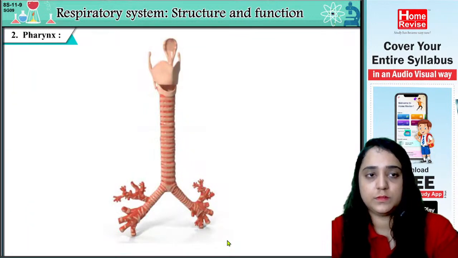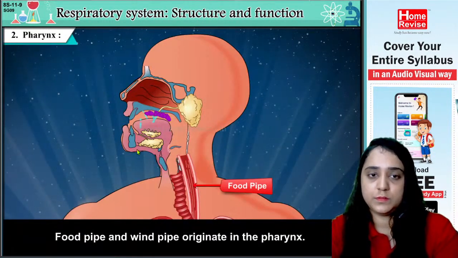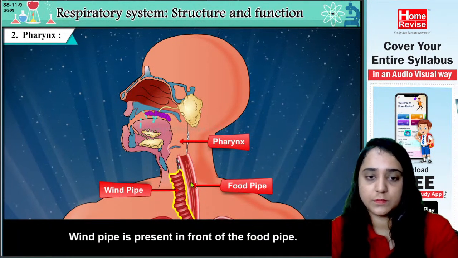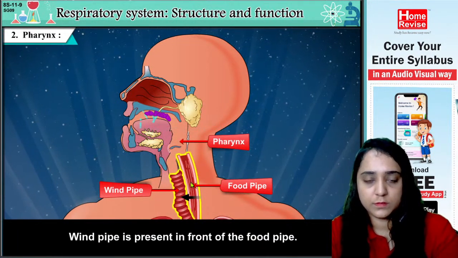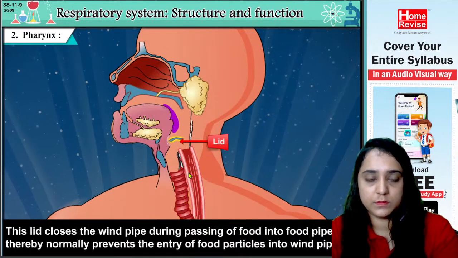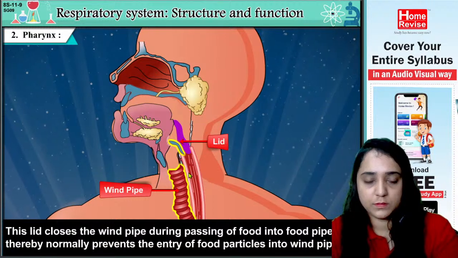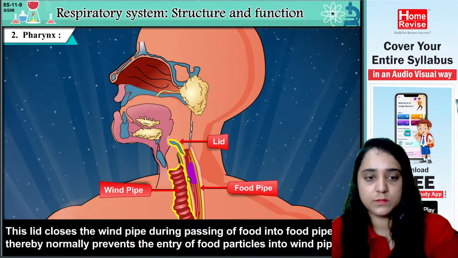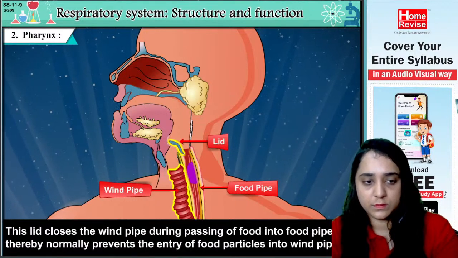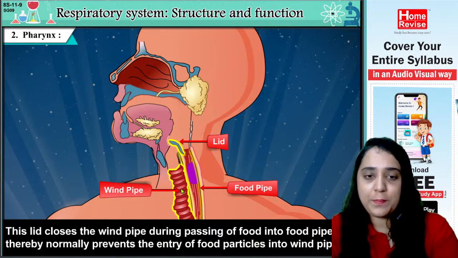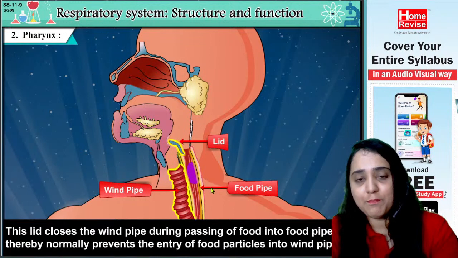2. Pharynx. Food pipe and windpipe originate in the pharynx. Windpipe is present in front of the food pipe. There is a lid at the beginning of the windpipe. This lid closes the windpipe during passing of food into the food pipe, and thereby normally prevents the entry of food particles into the windpipe. As you can see here, the windpipe is present at the front and the food pipe is present at the back.